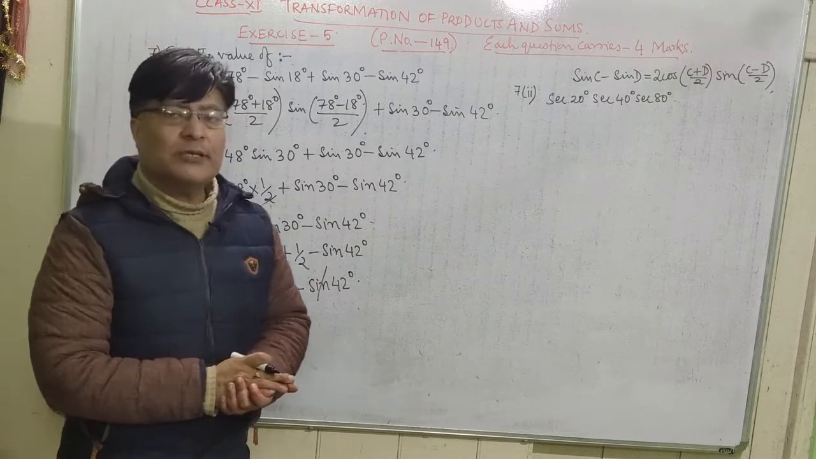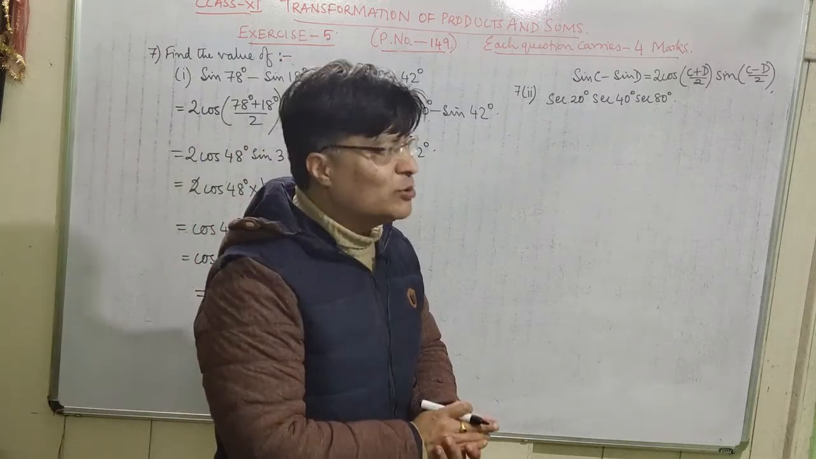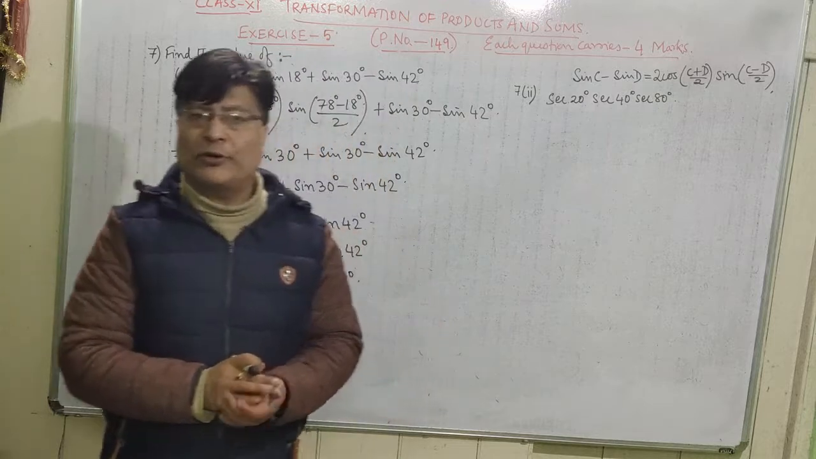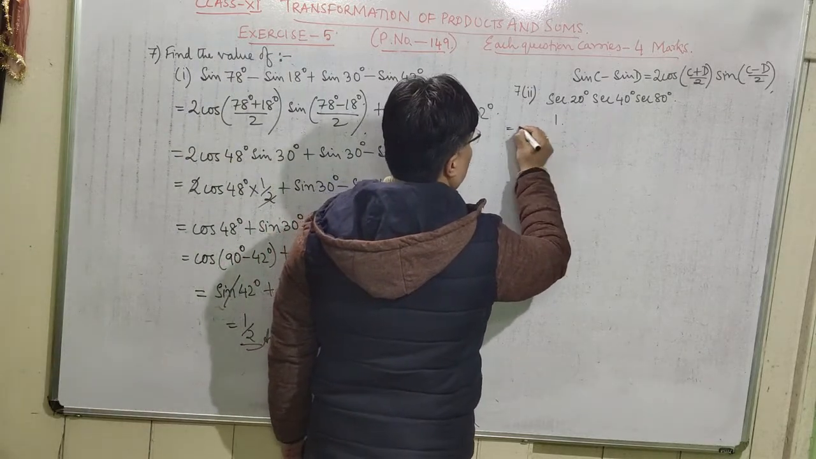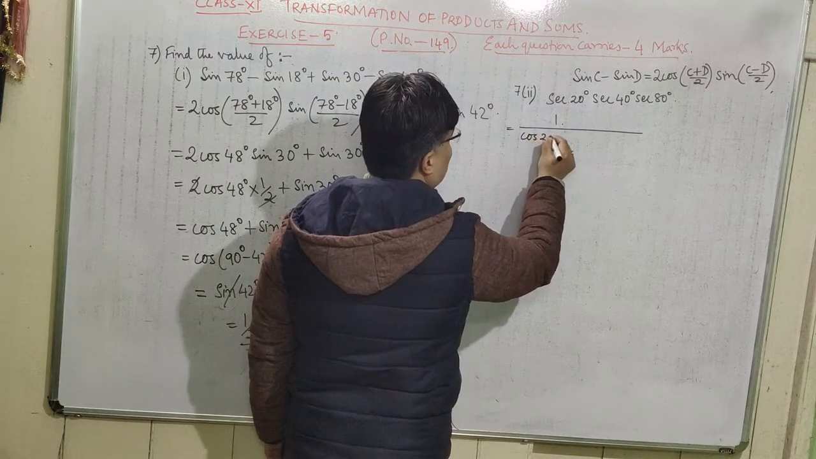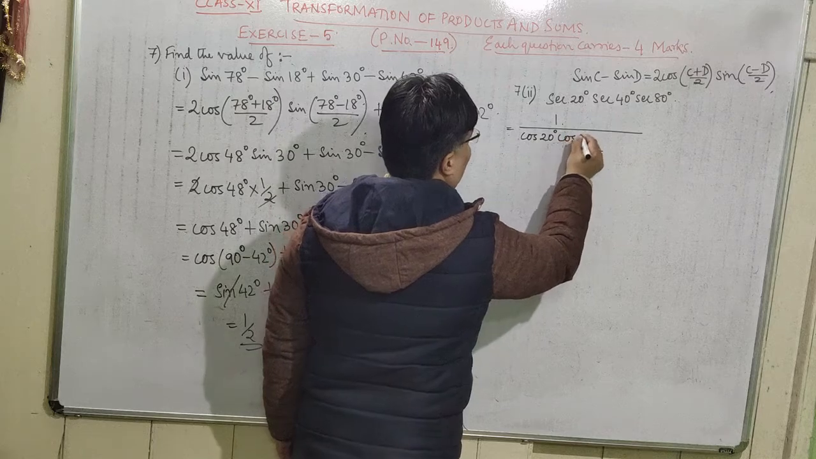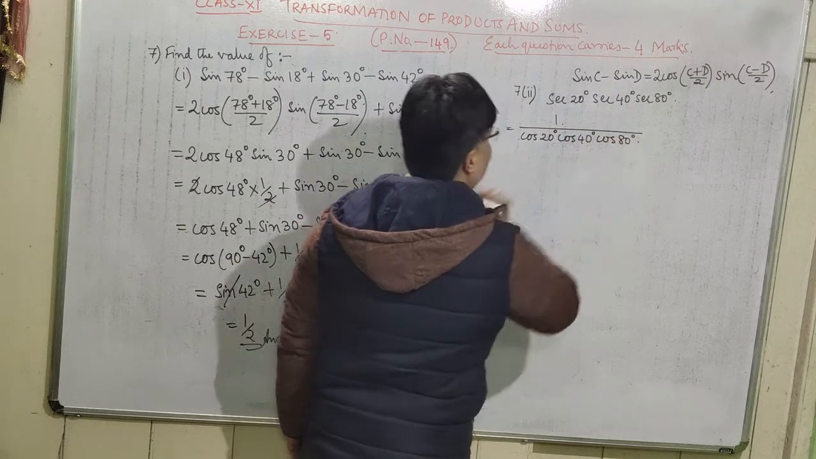It is given in terms of sec, but sec can be changed into cos, so that we can use the formula from transformation of products and sums. So let us convert them into cos. You know that sec 20 is 1 by cos 20, sec 40 is 1 by cos 40, and sec 80 is 1 by cos 80 degree.